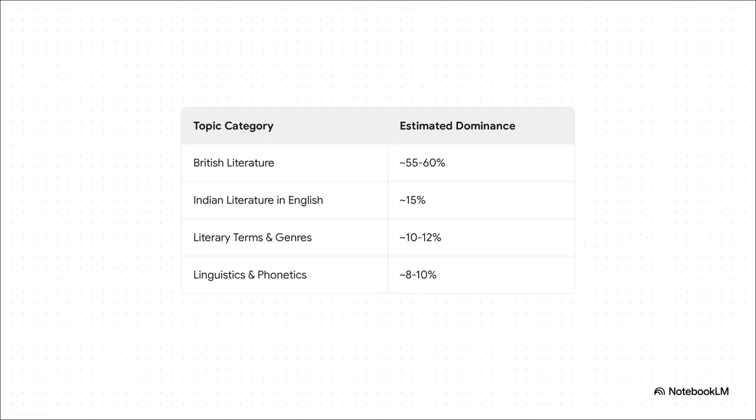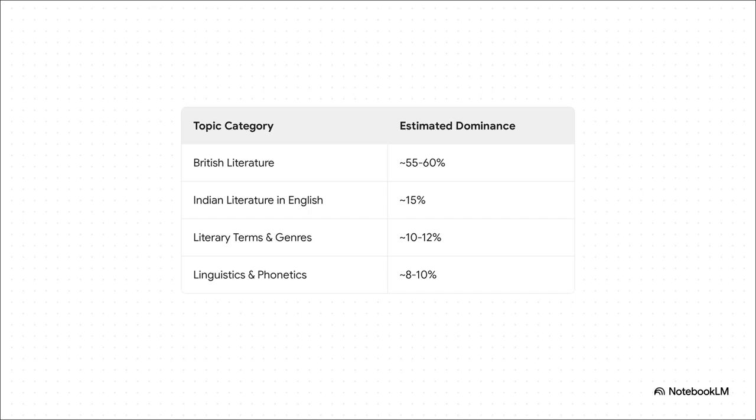And here is your golden ticket. Based on past exams, British literature takes up a staggering 55 to 60% of the paper. It is the absolute core pillar. I mean, if you don't have British lit nailed down, you're leaving more than half your score to chance. Then we've got Indian literature in English sitting at around 15%, literary terms and genres taking up about 10 to 12%, and finally, linguistics and phonetics at 8 to 10%.